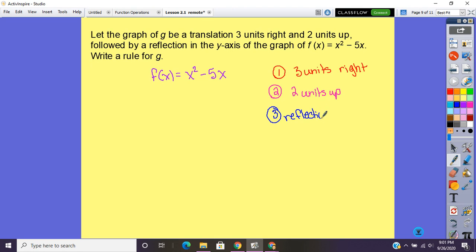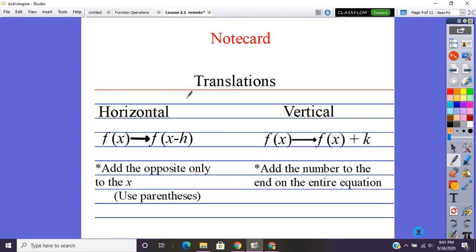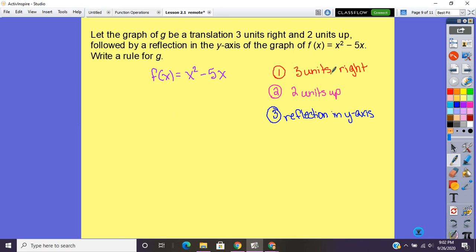A reflection in y-axis. And this is my recommendation, is to actually do it this way. Have those note cards out with your transformation rules. So 3 units to the right. If we bounce back here to that, so right is horizontal, so we're going to add the opposite only to the x. So using parentheses for every x, we're going to add the opposite to it. So 3 units right, we would think would be a +3. Well, it's adding the opposite, so it's adding a -3.